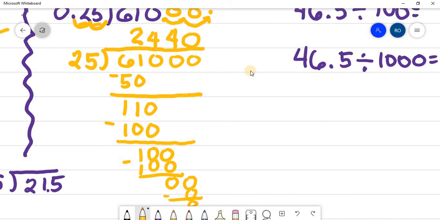So our answer, the quotient when we divide 610 by 0.25, is 2,440.